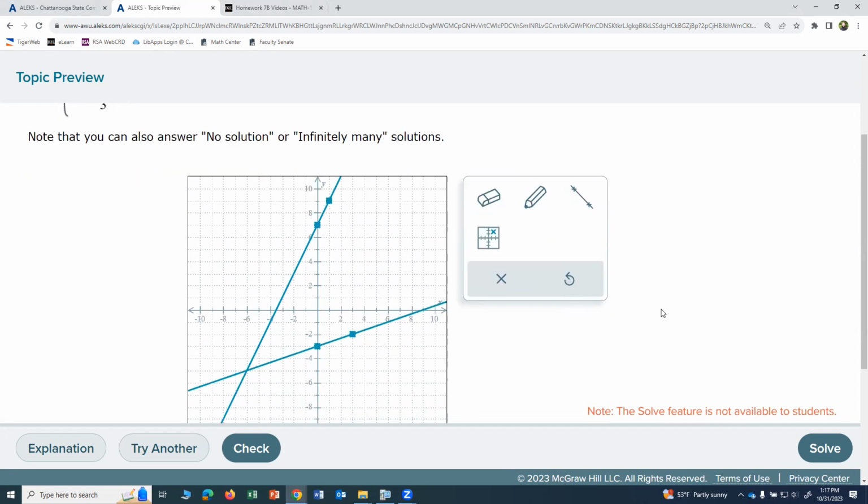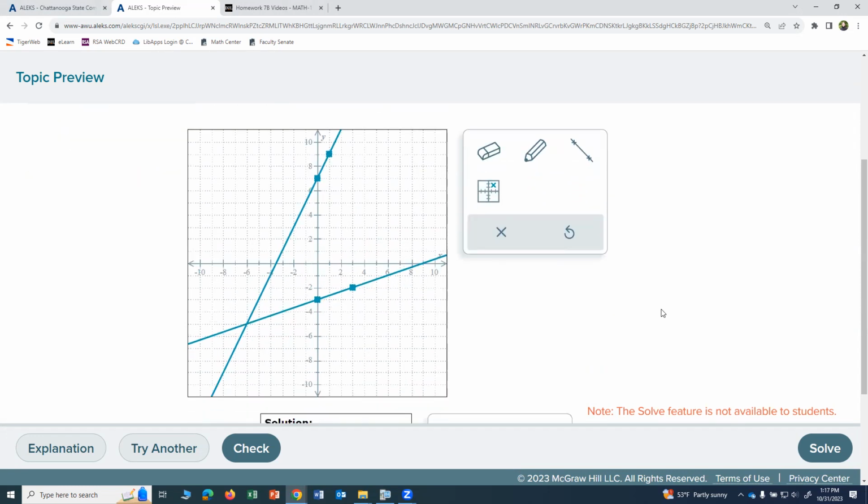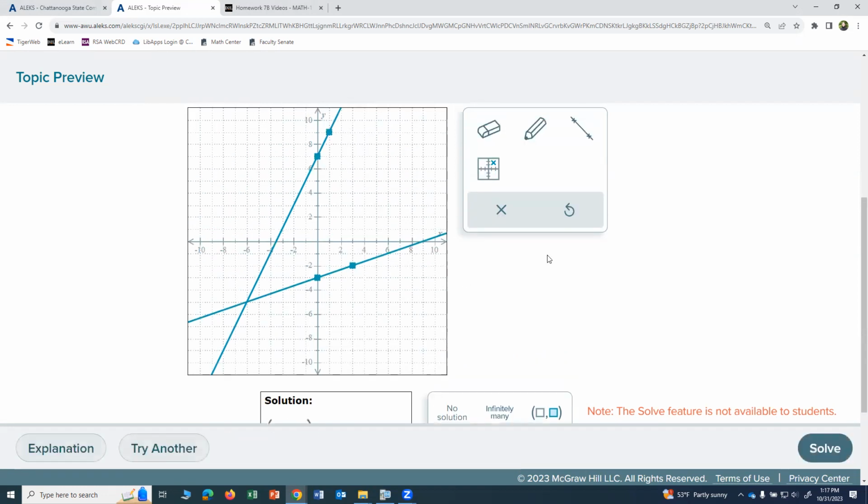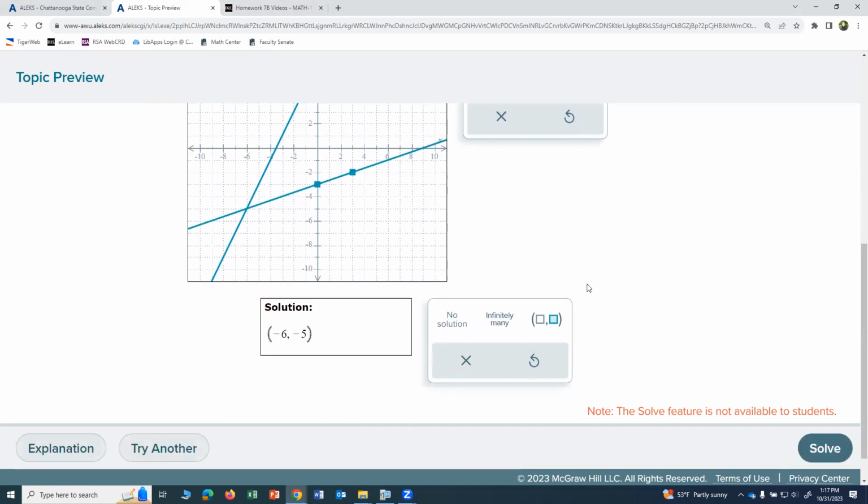So now what I want to do for the solution is look at where the two lines cross. So I need an x value and a y value. The x value is negative 6, and the y value is negative 5. So the point where the two lines cross will be my solution. So I'm going to put an ordered pair of negative 6, negative 5, and that will be my solution.